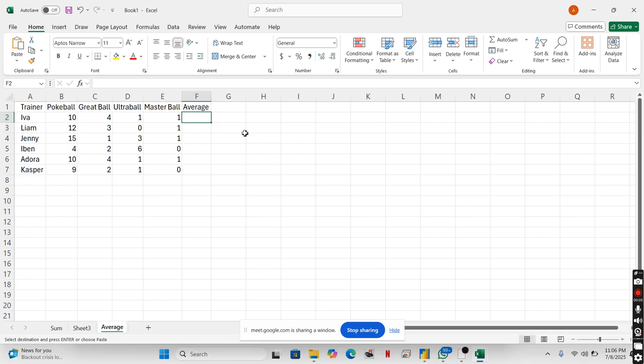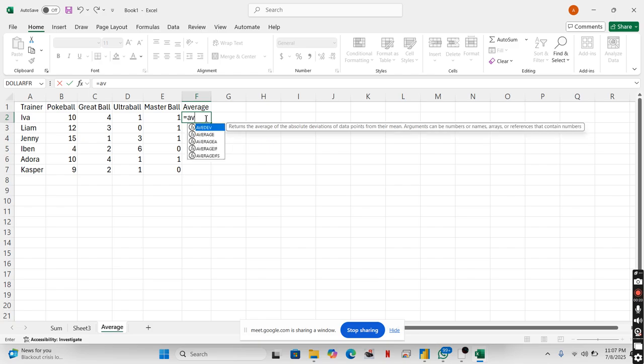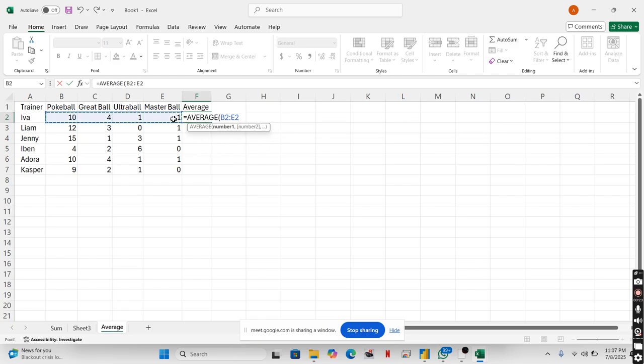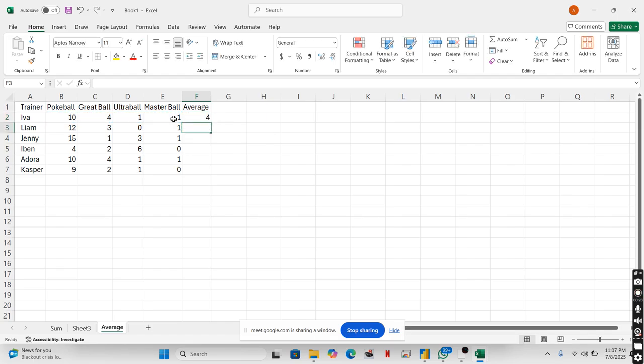This average function is more like this. If they tell me to find the average of Eva playing Pokeball, Great Ball, Ultra Ball, Master Ball, I'll just say equals to average. Can you see? 4.